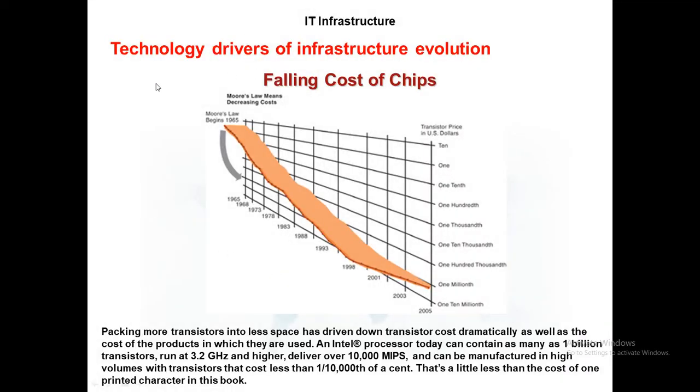This diagram here is showing the falling cost of the chips, because the microchips are reducing in prices. A single microchip can be packed with multiple transistors, implying that the cost of the storage devices is falling, and the size of the storage devices is falling.